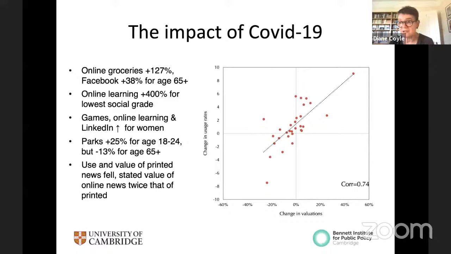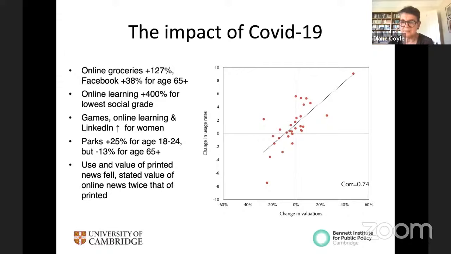There were very strong gender differences in any case, and that's in the paper, I haven't put it in the slides, but for women, there were significant increases for these three categories: games, online learning, and LinkedIn. Public parks, big increases for younger age groups, a decline for older age groups. And again, this is speculation, but perhaps because older age groups were less likely to go out, at least in that early phase of the pandemic.